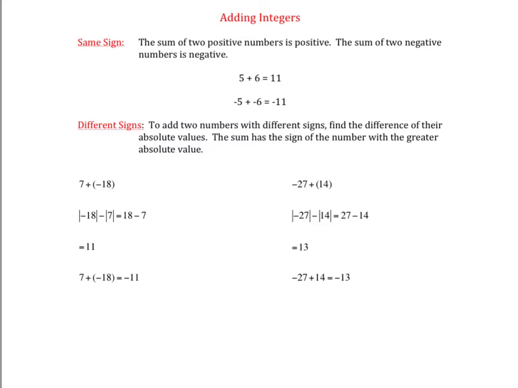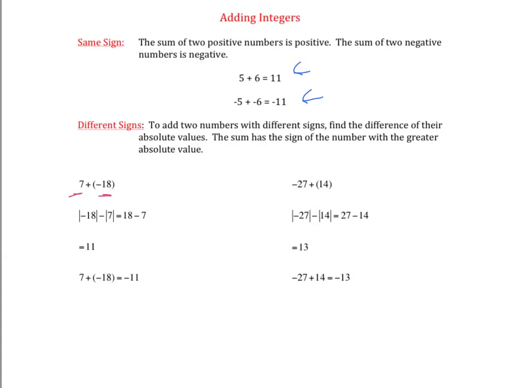When adding positive and negative numbers, using models is not always feasible, and so I have rules that I can follow. When I'm adding 2 positive numbers together, like in this case here, 5 plus 6, I just simply add the 2 numbers together and keep them positive. When I add 2 negative numbers together, my sum will be negative, and I just add the 2 numbers together. Where I need my rules is basically when I'm working with different signs. In this case here, I have positive 7 plus negative 18. To add 2 numbers with different signs, I'm going to find the difference of their absolute values, and then their sum is going to have the sign of the greater absolute value.